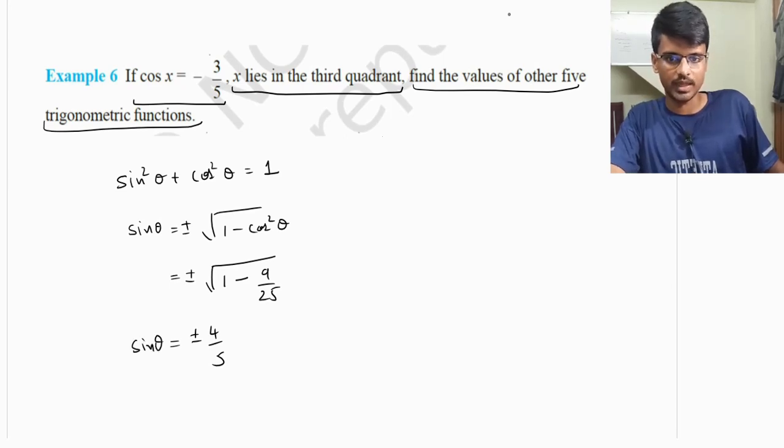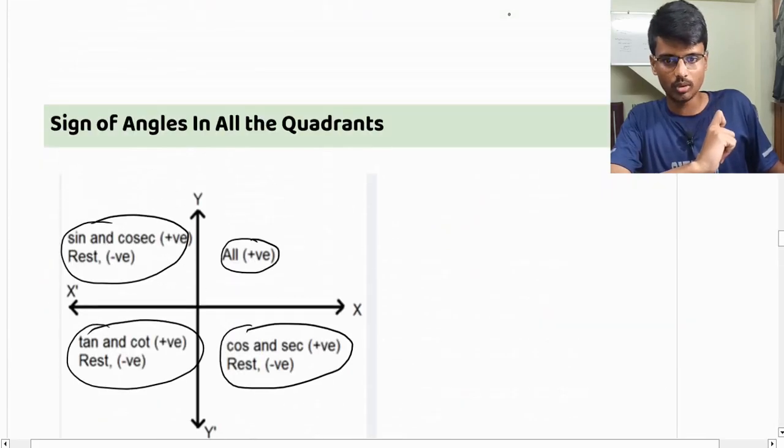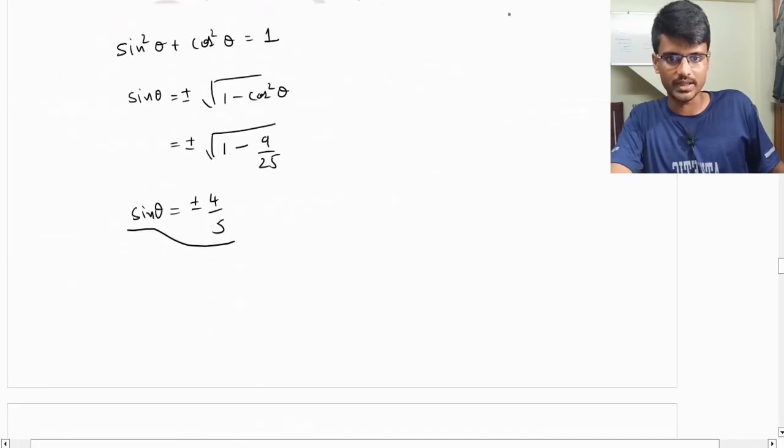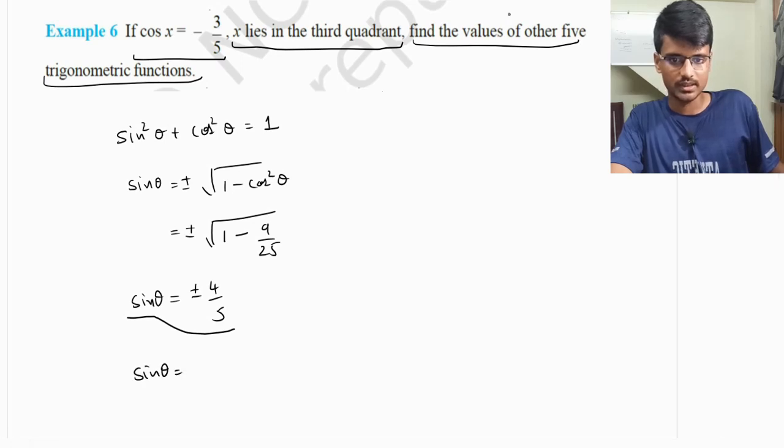Sin theta. But I know theta is in the third quadrant, they have given us. What have we learned? In the third quadrant, except tan and cot, all are negative. That means I have to discard the positive value. So sin theta actually is negative. Okay, the positive value I have to discard.